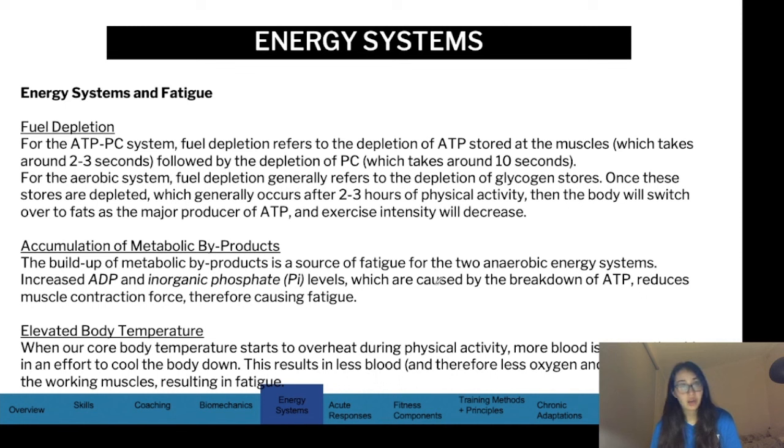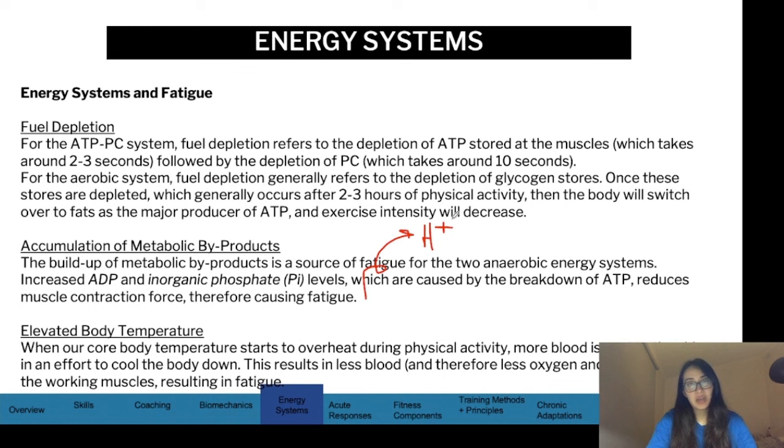Accumulation of metabolic byproducts is another source of fatigue. The buildup of these metabolic byproducts, ADP and inorganic phosphate, is caused by the breakdown of ATP. They can reduce the muscle contraction force and therefore cause fatigue. Also, hydrogen ions, I'm not sure why it's not written here. Hydrogen ions are the main culprit of fatigue. Elevated body temperature is another source of fatigue.